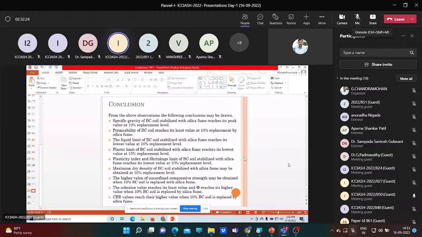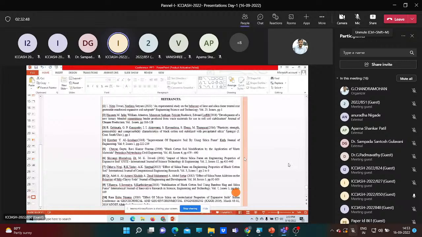So from these above conclusions, I can conclude that for the replacement of silica fume in black cotton soil, good geotechnical engineering results for stabilization of the road can be achieved at 10% replacement level in BC soil. So these are the references which we have used in our study, and with this I'm going to conclude my presentation.